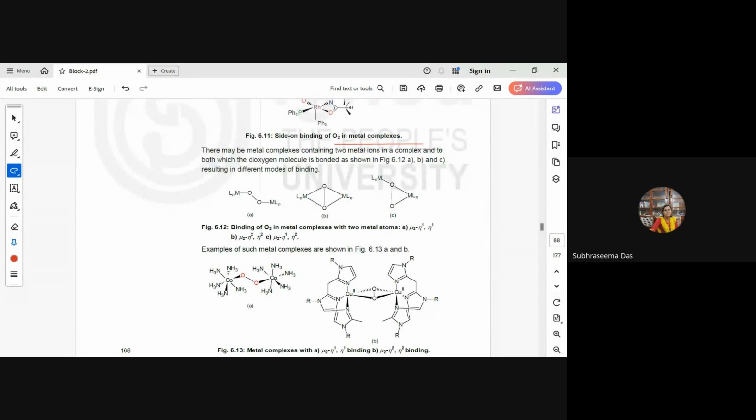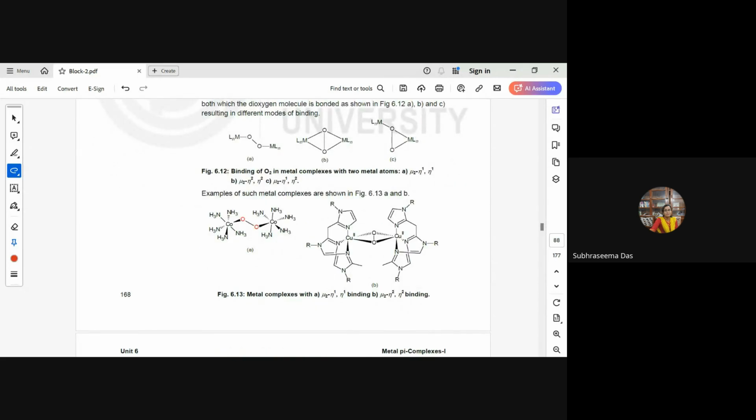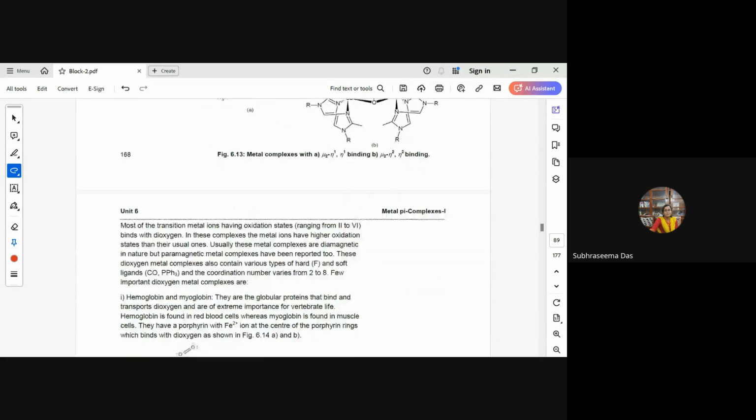There are many metal complexes that contain two metal ions, and particularly in complexes that contain two metal ions, the dioxygen molecule is bonded in three ways. It is shown in 6.12 A, B, C in different modes. Here the different modes have been represented when two metal atoms are present in one complex and are bonded to dioxygen. Some examples of such complexes have been given.